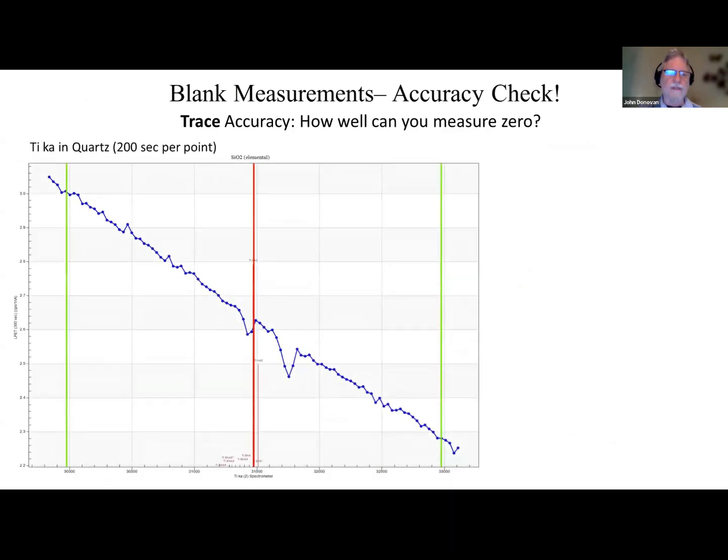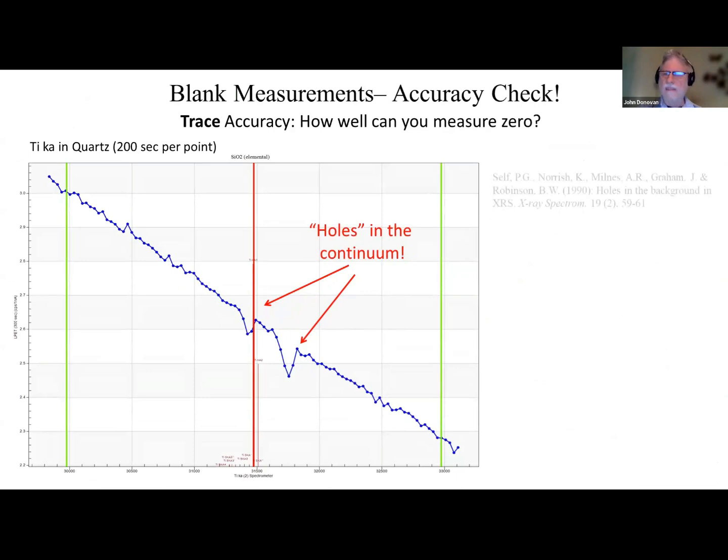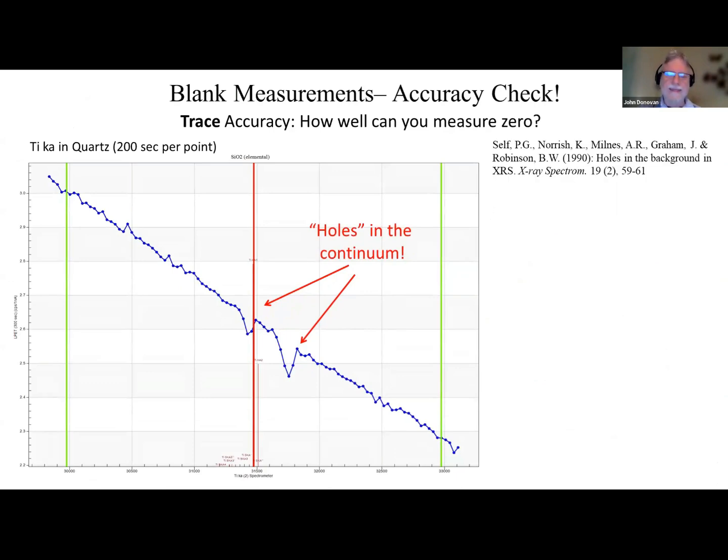Okay, blank measurements. So this is how well can you measure zero? This is kind of an important point. This is what we really want to know when we're measuring a trace element. And the classic example is the holes in the continuum that was first described by Norrish in, I think, 1990, yes. And these are artifacts of secondary Bragg diffraction.